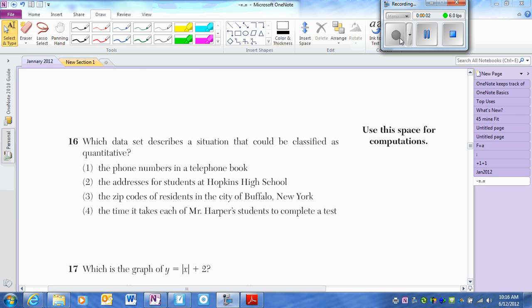Alright kids, here we go. We're going to continue January 2011, 1 through 15. Now we're doing 16 through 20.